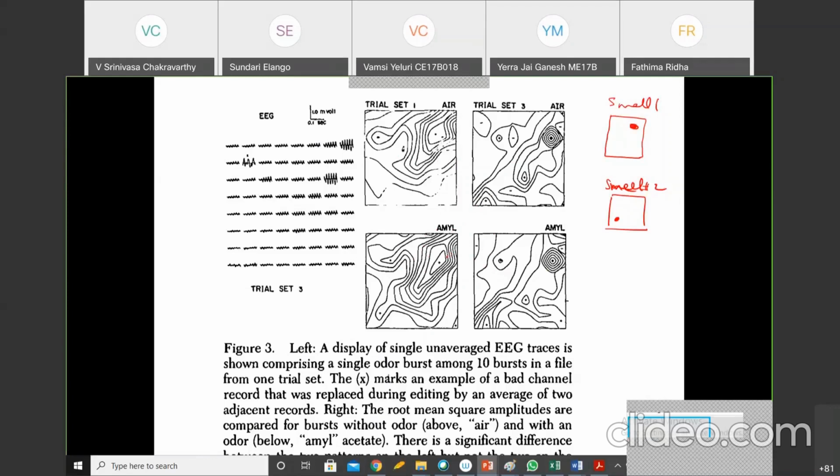So when they measured that, they found that the response of the bulb to the smell is in the form of a spatio-temporal wave. So again, I can think of this as I of x, y, t, the response which varies with respect to the space and also time.